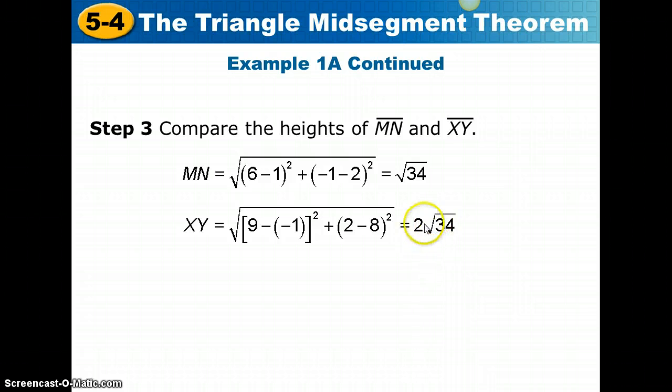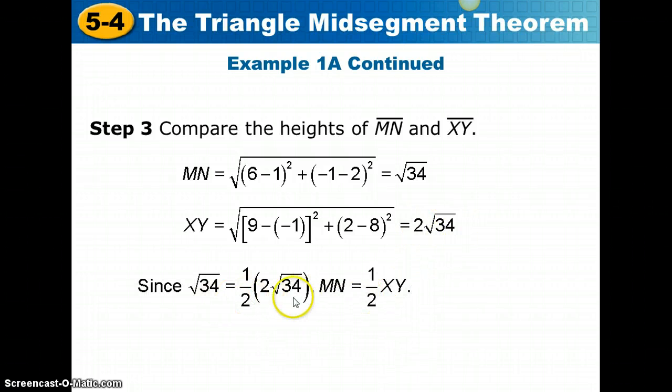And actually, what you get before simplifying this radical is the square root of 136. But 136 can be divided by 4. So if you remember simplifying radicals that we've talked about the last couple days, we can break up the square root of 136 as the square root of 4 and the square root of 34. That makes the square root of 4 just 2. So 2 root 34 and root 34. Since MN is root 34 and XY is 2 times that, we can say MN is half of XY.